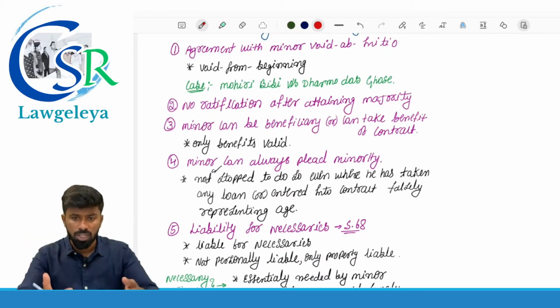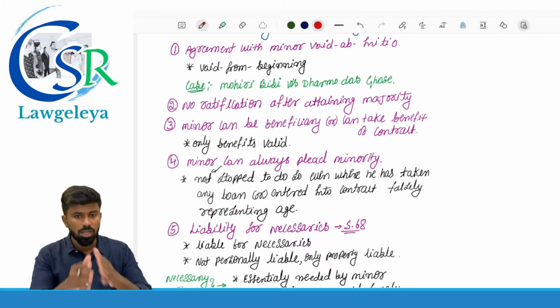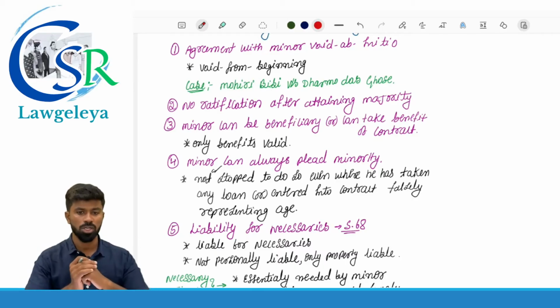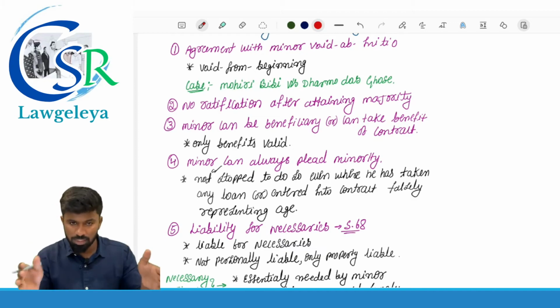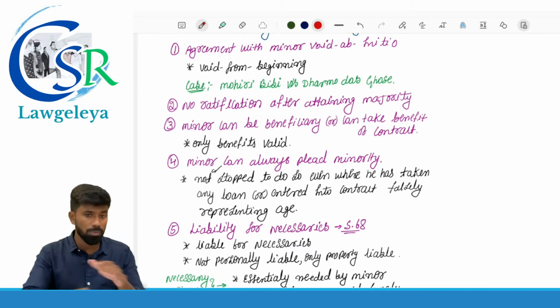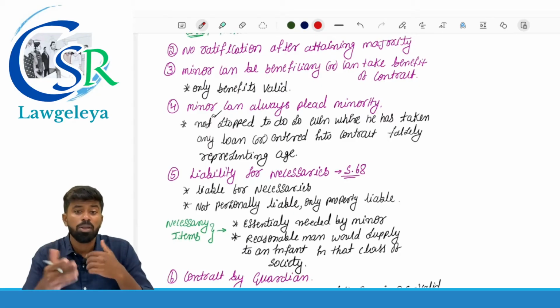If a minor becomes a major, enters into a new contract, to ratify the contract which was made when he was a minor, is it valid, sir? No, because there is no new consideration. Sir, can he make a new contract with new consideration once he becomes a major, sir? Yes. But can he ratify the old agreement? No.